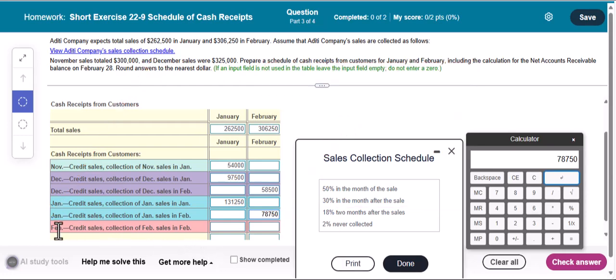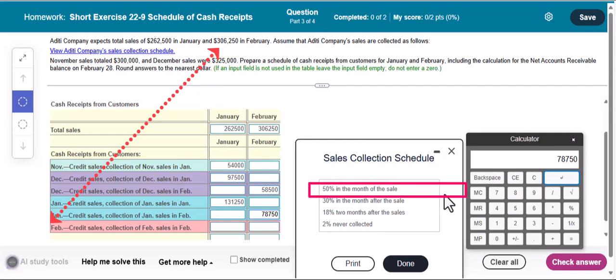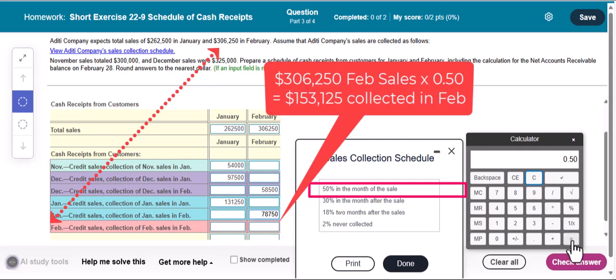Okay, now we have February credit sales, collection of February sales in February. Wow, say that fast 3 times. So this one is going to be this 306,250. And since we are collecting it in the same month, that is 50% in the month of sale for our sales collection schedule there. So 306,250 multiplied by that 50%, and that is going to give us 153,125. And again, collected in February, so it's going to go in this column here.